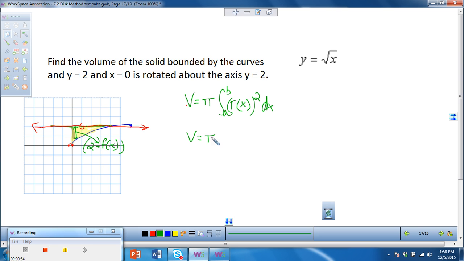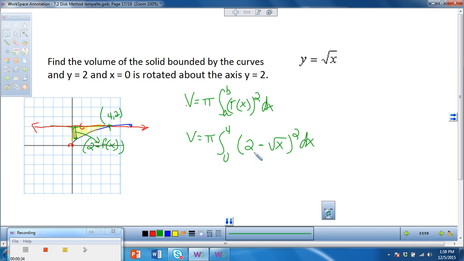So we can write that as pi, the integral from 0 to 2. And it's when y equals 2. When y equals 2, x is actually equal to 4. So this would actually be 4. 1, 2, 3, 4. So this is 4 comma 2. So x is actually 4. And so we're integrating from 0 to 4. And the function would be 2 minus the square root of x, quantity squared.